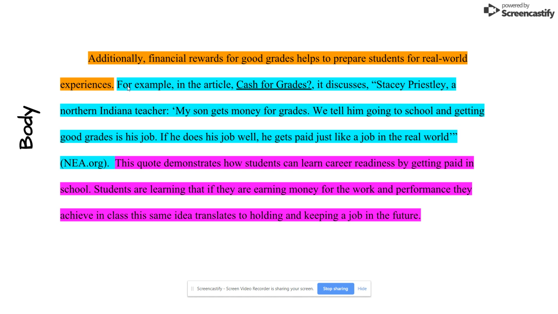I see the evidence. I'm going to highlight it in blue. I noticed that this author has mentioned the title the evidence comes from. They use a strong reporting verb to introduce their evidence, and they used a citation at the end to say where it comes from. Then we have the analysis in purple at the very end. Again, this is where we're going to see an explanation of how this quote is supporting this idea that getting paid for good grades is really good practice for adult life, like actually having a job and working hard for it.